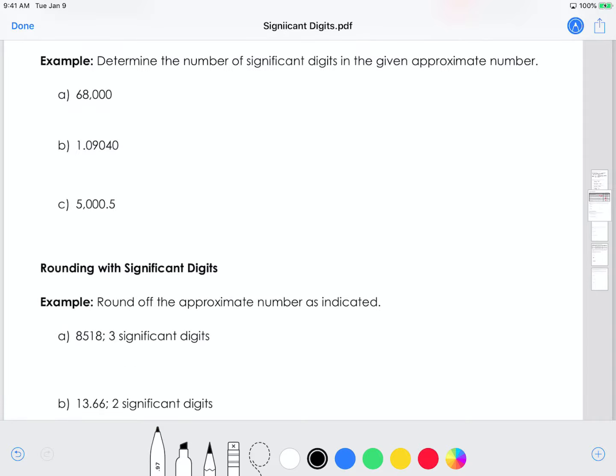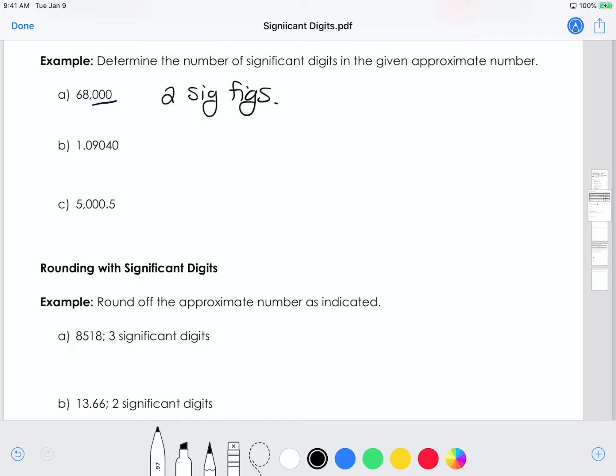Okay, in this example, we have 3 parts. We're going to identify the number of significant digits. So in example A, we have 68,000. Trailing zeros in a whole number are not considered significant. So in this example, only 6 and 8 are significant, so this is considered 2 significant figures.